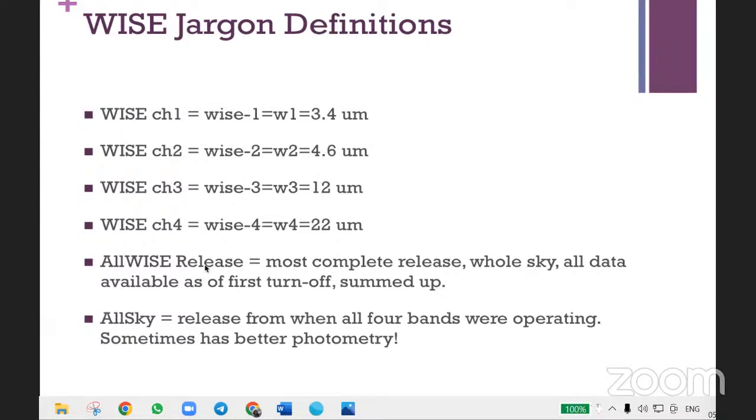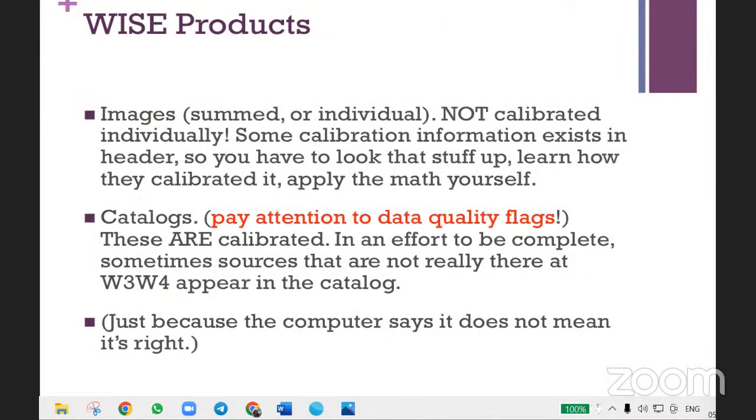The AllWISE release is for the most part what we're going to want to use. It's the most complete release. It's all the data that were available at the time of that delivery over the whole sky, all summed up in the photometry done for us. The all-sky release covered just the time that there was cryogen, so when all four bands were operating. Once in a while, the photometry in AllWISE fails for any number of reasons, and sometimes you can retrieve those quote-unquote lost sources by going back to the all-sky catalog.